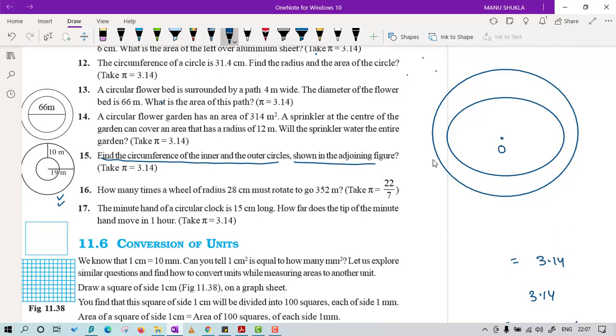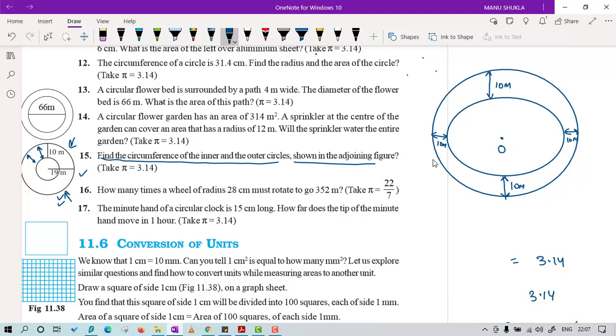Now as you can see in the given figure, the width of this outside ring is given to you as 10 meters. This is 10 meters. This is 10 meters. In my diagram, it is not looking like that, but it is 10 meters because I was not able to draw the same diagram, so please don't mind this. So this is 10 meters. This is also 10 meters. This is the width of the path around the inner circle.